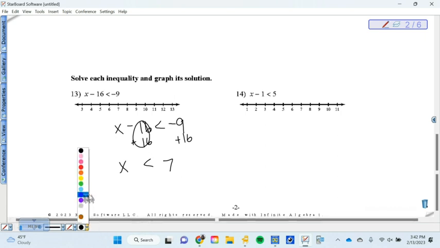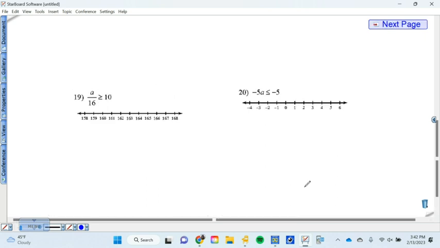So what do I do to graph that? Yeah, open circle at 7, and then do I go left or right? Yeah, left. Since I have my x on the left-hand side, I just go the same direction as the inequality. You can also think about it: x is less than 7, what numbers are less than 7? Okay. Number 14 is for you to do. I'll do number 15 in just a minute.